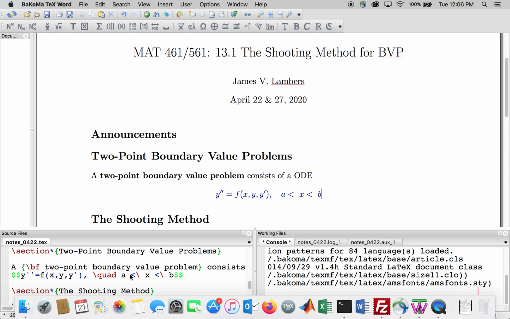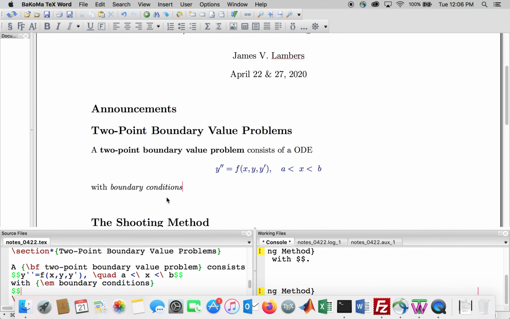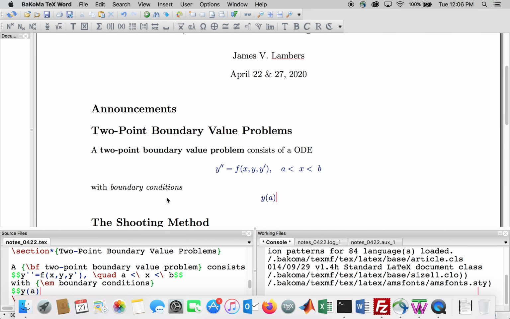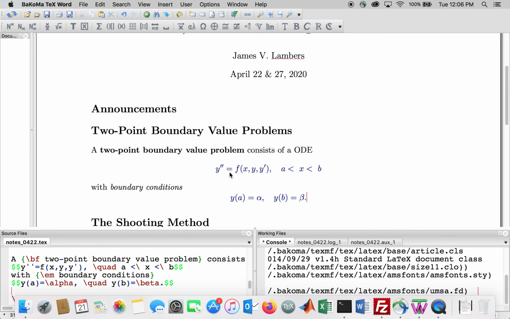And unlike initial conditions that we've had before, we have these boundary conditions. So at the left endpoint A, the solution is equal to alpha, and at the right endpoint B, the solution is equal to some specified value beta. So this is why it's a two-point boundary value problem. The solution is specified at these two points, and it satisfies this ODE in between.